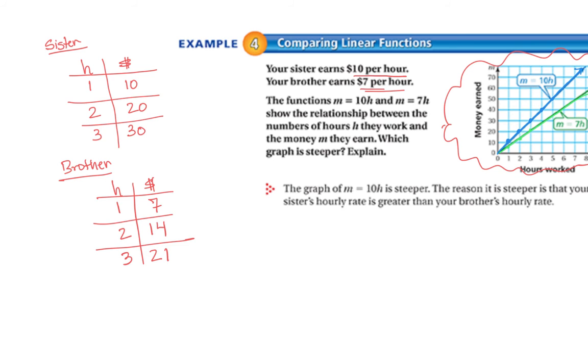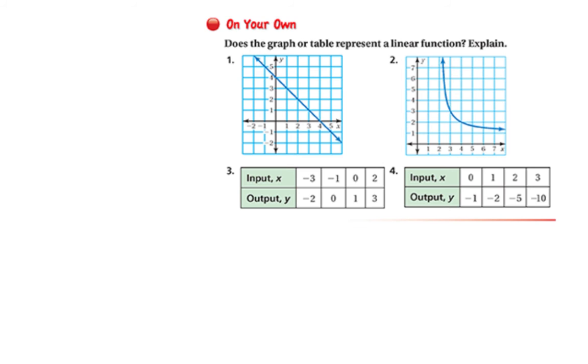And one way to keep in mind what steepness really means: if you imagine these lines being hills you're climbing, the blue line would be a much steeper hill to walk up than the green line. You would be less out of breath on the green one. So that's one way to keep that in mind.